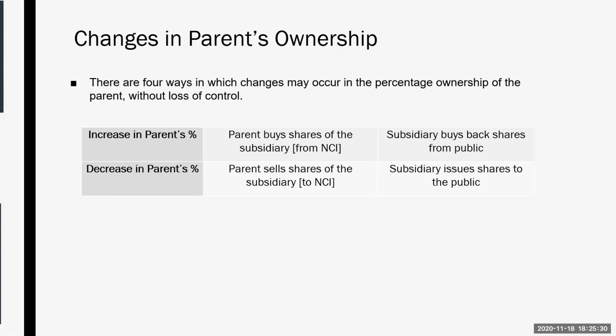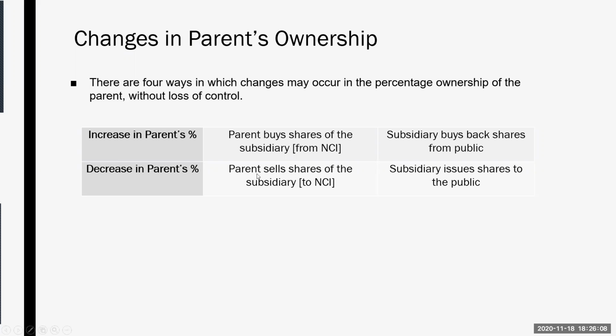Either the parent can increase its percentage ownership by buying extra shares of the subsidiary in the open market, which would mean essentially buying those shares from the other shareholders. So the parent's percentage ownership goes up, and the non-controlling interests percentage ownership falls as a result. Or there can be a decrease in the parent's ownership if the parent sells some of its shares in the subsidiary. Whoever the parent sells the shares to will become part of non-controlling interest.